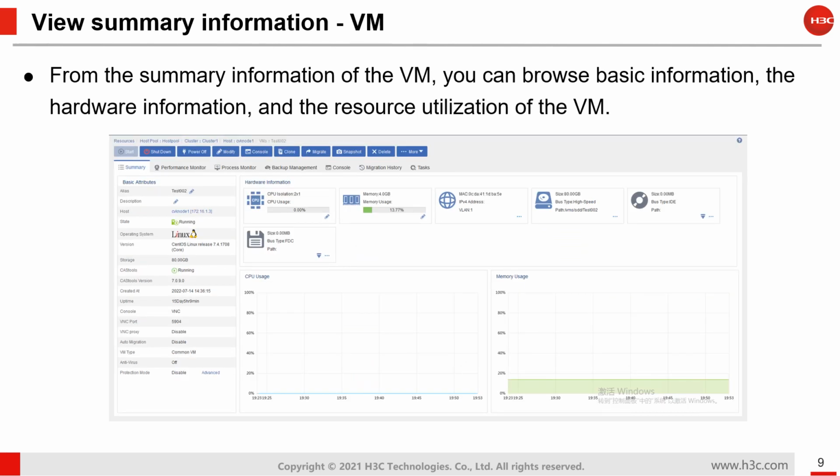Then let's talk about the summary information of the VM. From the summary information of the VM, you can browse the basic information, the hardware information, and the resource utilization of the VM. From the figure, we can see the CPU usage and the memory usage, and the NIC, IP address, MAC address, and VLAN, and the CPU usage, memory 4G, CPU 2-core, and so on.